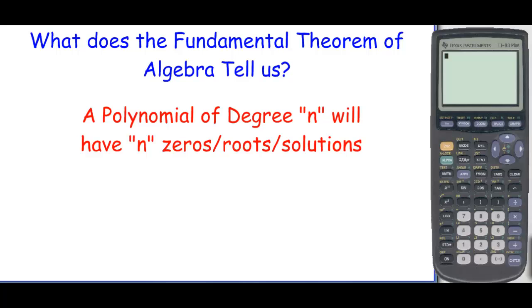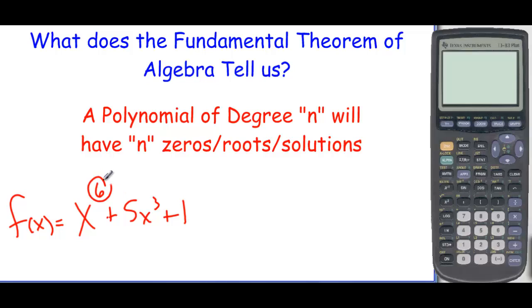To start this, to help us out, we want to look at what the fundamental theorem of algebra tells us. Simply put, it says if we have a polynomial of degree n, we'll have n zeros, roots, or solutions, just different names for the same thing. So if I have, say, x to the 6 plus, say, 5x cubed plus 1, and that is my polynomial or my function, this has a degree of 6. That means that when I'm solving, I should get 6 solutions, which are sometimes also called roots or zeros of the polynomial. So this will help you know how many answers you should have.